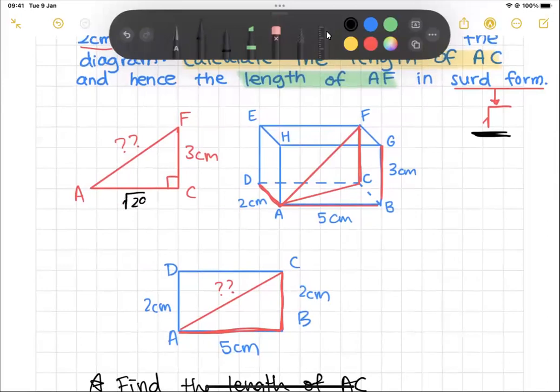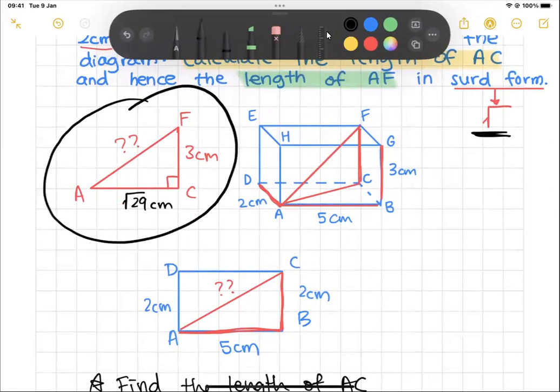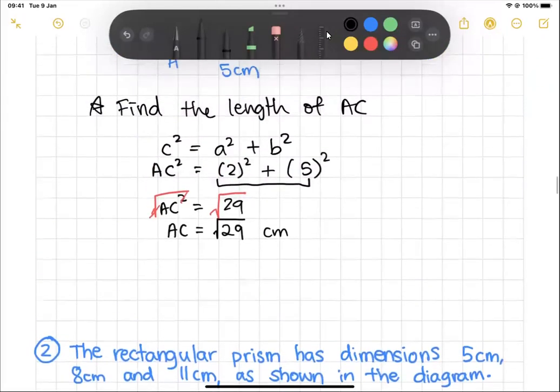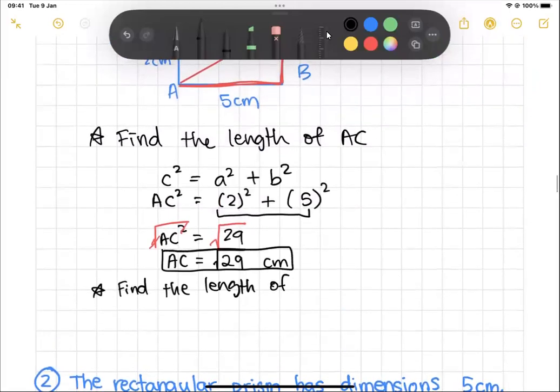Square root of 29 centimeters. Looking at this diagram, I can see that I can also use Pythagoras theorem. So I'm going to draw it here. Find the length of AF. I'm going to now draw it right on the side here.